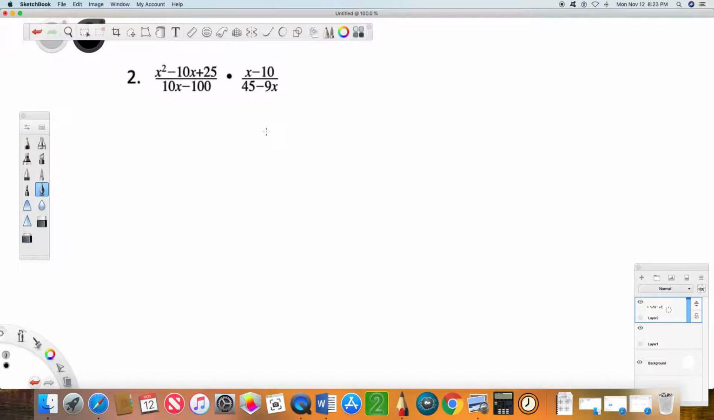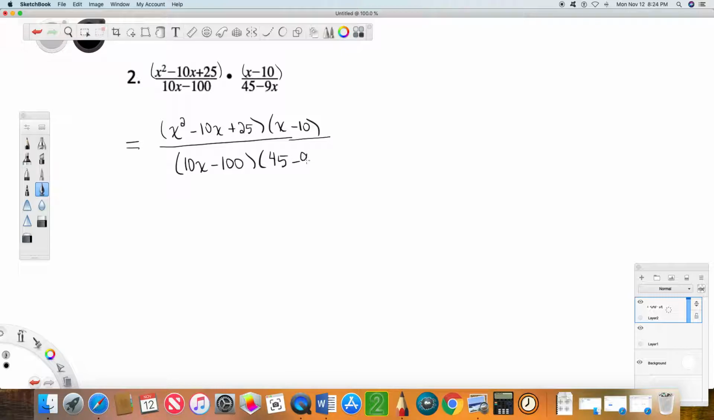So I'm going to start out by taking these two fractions and writing it as a single fraction by doing the multiplication. So in my numerator, I'm just going to multiply these two numerators together. I'm going to put parentheses around them. I'm just going to write it x squared minus 10x plus 25 times x minus 10. And in the denominator, I'm going to do the same thing. I've got this binomial, which is 10x minus 100 times 45 minus 9x.